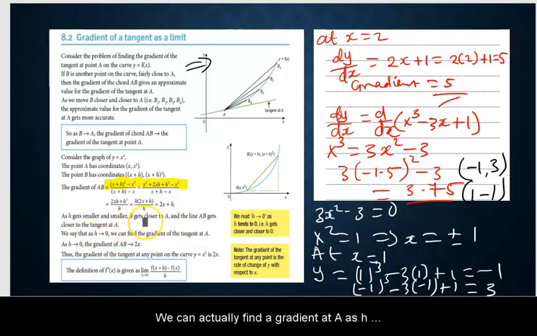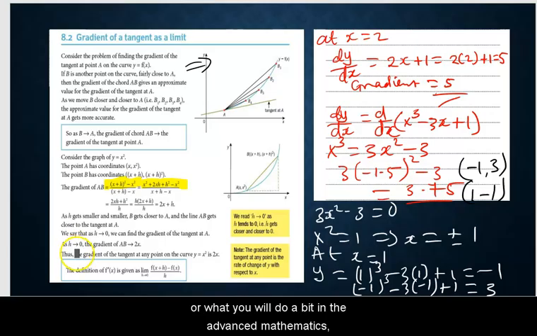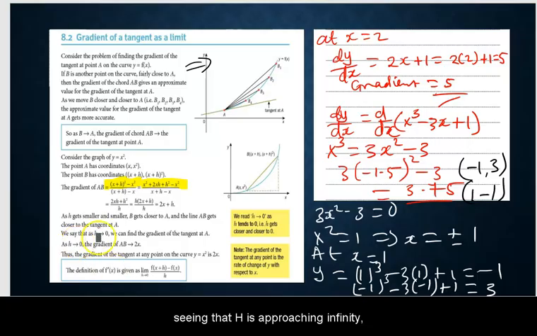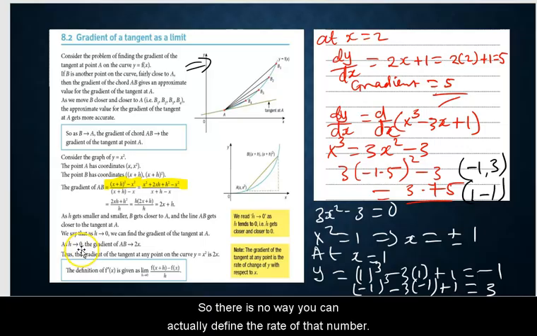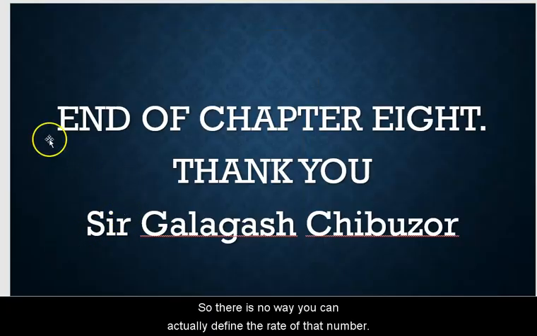We can actually find the gradient at A as h approaches 0, or as h tends to 0. In advanced mathematics, we use epsilon, because in this case we are seeing that h is approaching infinity, and when h approaches infinity, it becomes infinitely large. So there is no way you can actually define the value of that number.